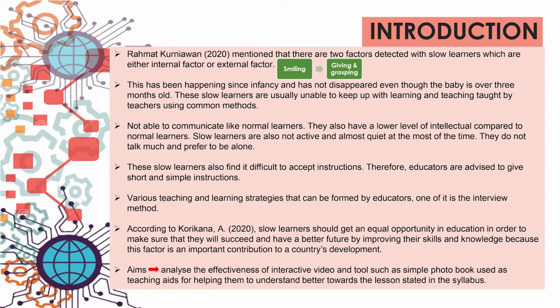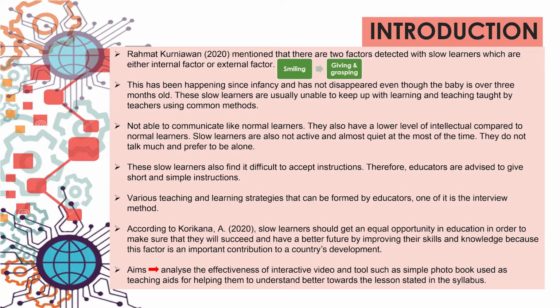Slow learners are also not active and almost quiet most of the time. They do not talk much and prefer to be alone. These slow learners also find it difficult to accept instructions. Therefore, educators are advised to give short and simple instructions. Various teaching and learning strategies can be formed by educators. One of them is the interview method.